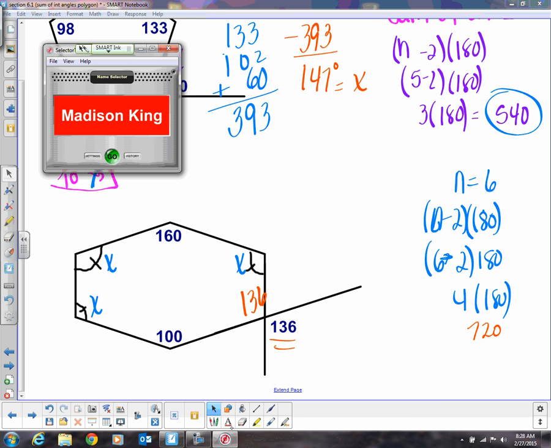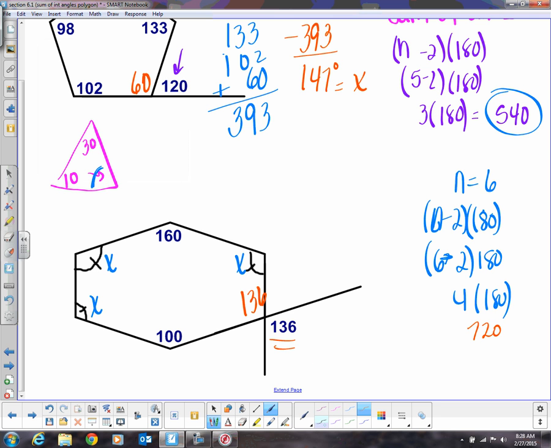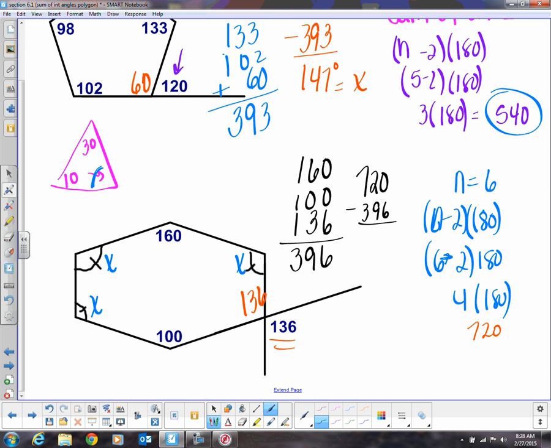All right. So I need to find each one of the missing angles. This one, and this one. Lizzie, what do you suggest we do? Okay, so we're going to get 396. Then what? So we're going to find out how many degrees are left over for those three angles. What is that?